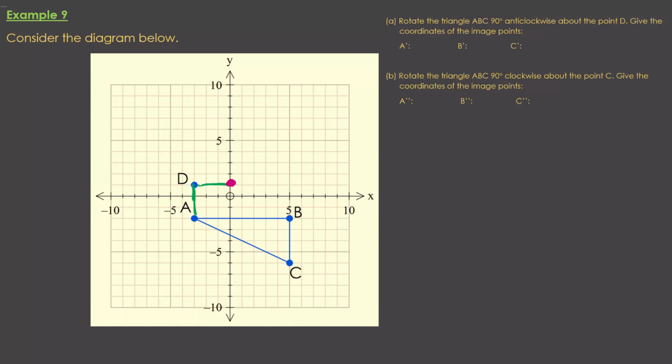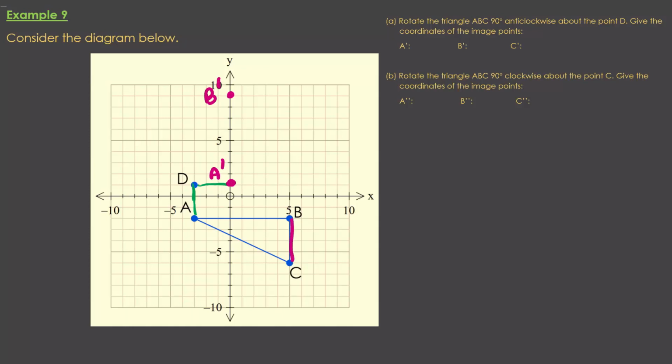Now, if we're rotating anti-clockwise, it should be clear that the triangle will be in this sort of orientation. And so since the side AB is 3, 4, 5, 6, 7, 8 units long, B dashed would be up here. So remember, this one here is A dashed.